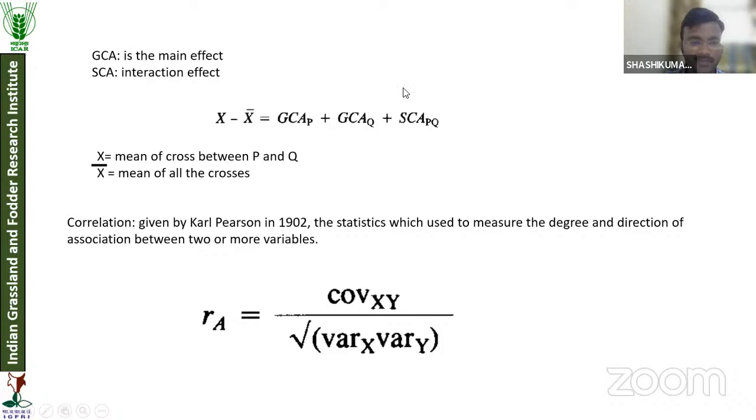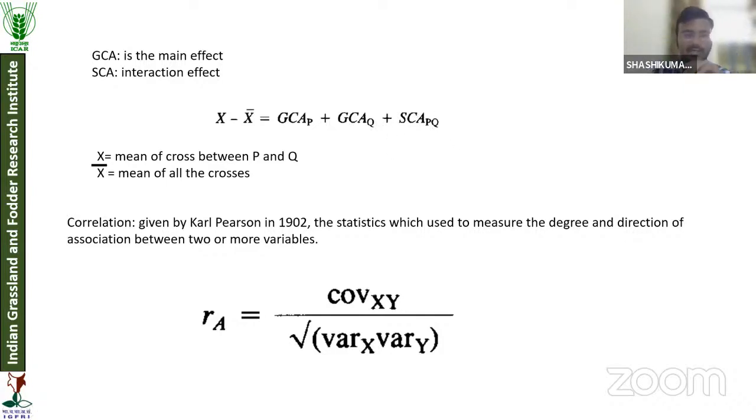So the mean of the F1 of the cross between P1 and P2 is a deviation from the mean of all crosses. If you perform 50 crosses, the mean of the cross of parents P1 and P2 is mainly dependent on the general combining ability of P, the general combining ability of parent Q, and their specific combining ability. So this is the whole concept.